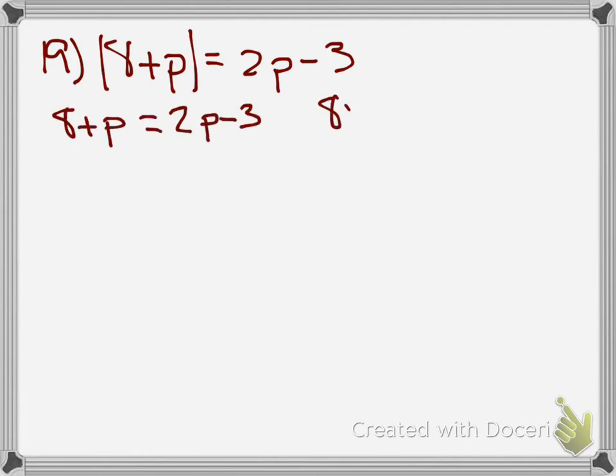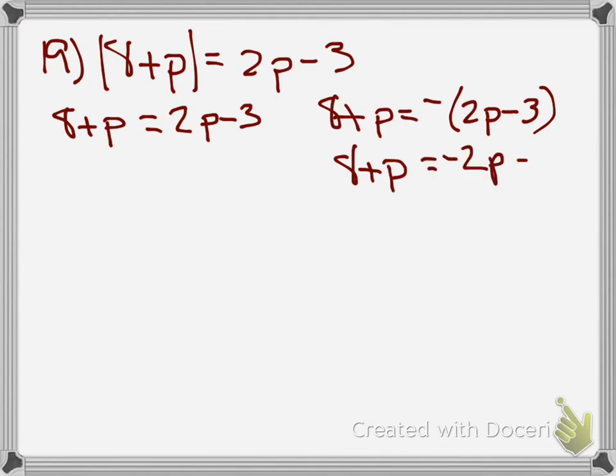Say 8 plus p is equal to 2p minus 3, and 8 plus p is equal to the negative of 2p minus 3. So notice how I have that in parentheses and with the negative on the outside. So notice how I'm always on the left positive and on the right negative. I don't know why, just that's what I do. Okay, all that negative does is change the sign.